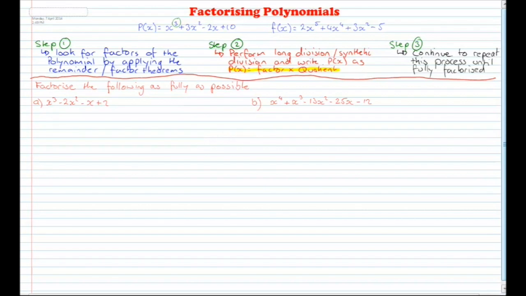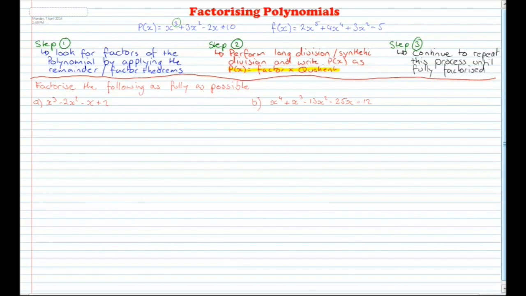Excellent guys, so let's now apply this to a worked example and put it into practice when factorizing polynomials, but instead of using long division, we're now going to use synthetic division. So let's check it out. Alright, so in this worked example, the question says factorize the following as fully as possible.